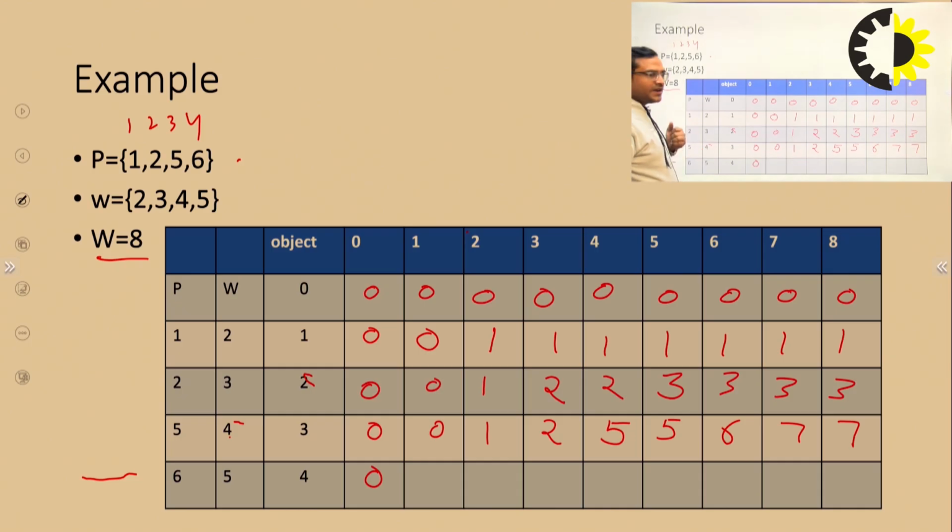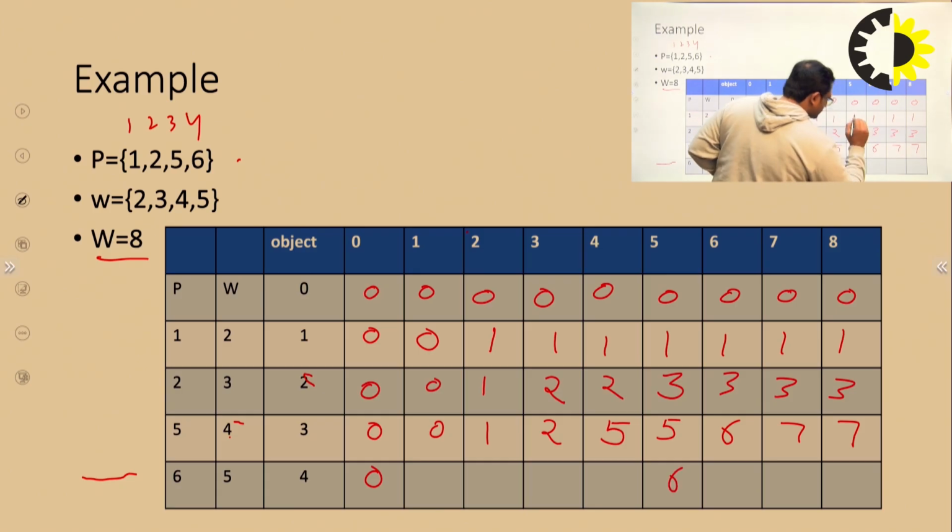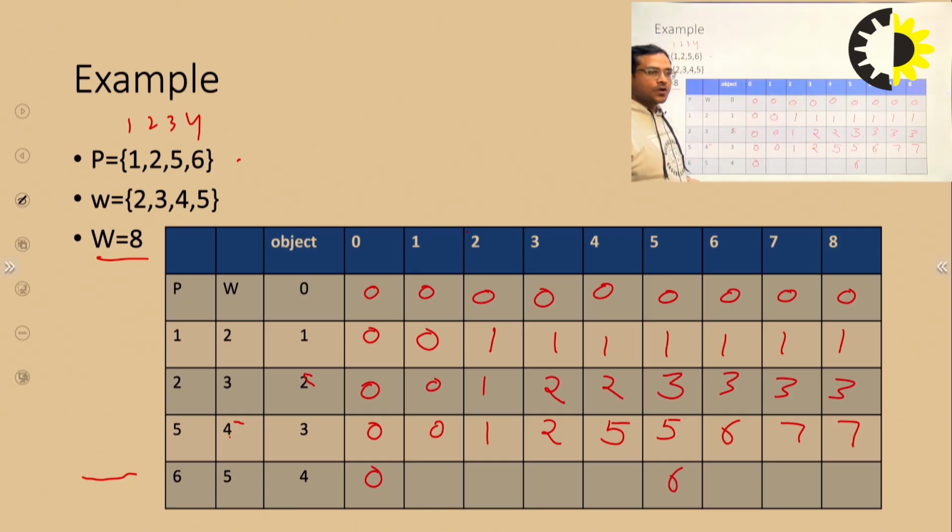Similarly, we can do for the next one. Fourth object, the weight is 5 and the profit is 6. We can write here 5 and the profit is 6. Okay, the weight is 5 and the profit is 6 here. Got my point? Now what do we have to do? We have to combine with the previous objects.